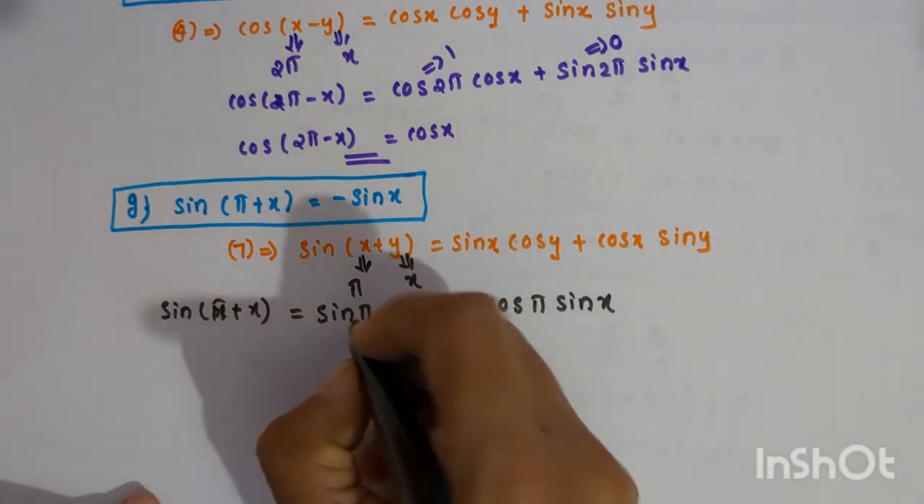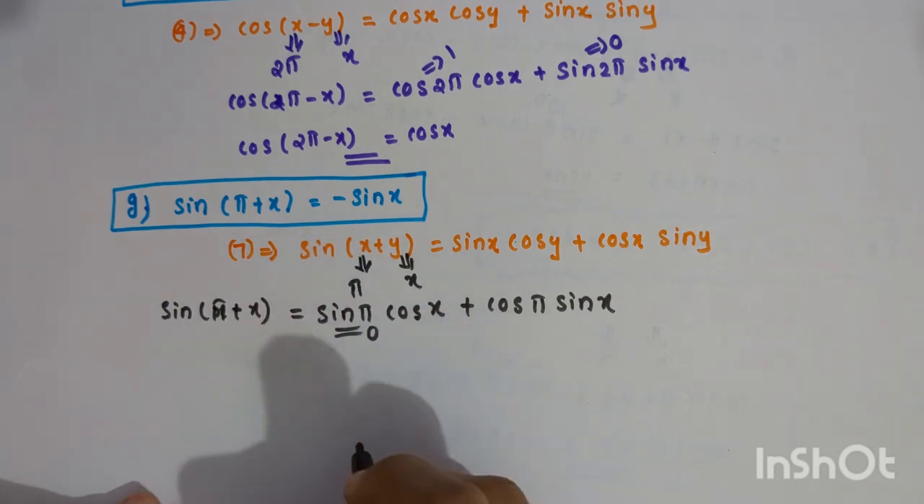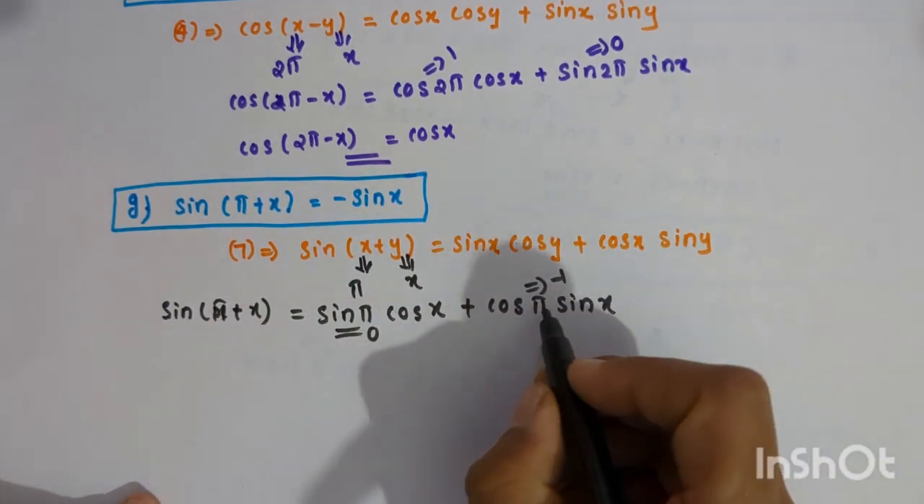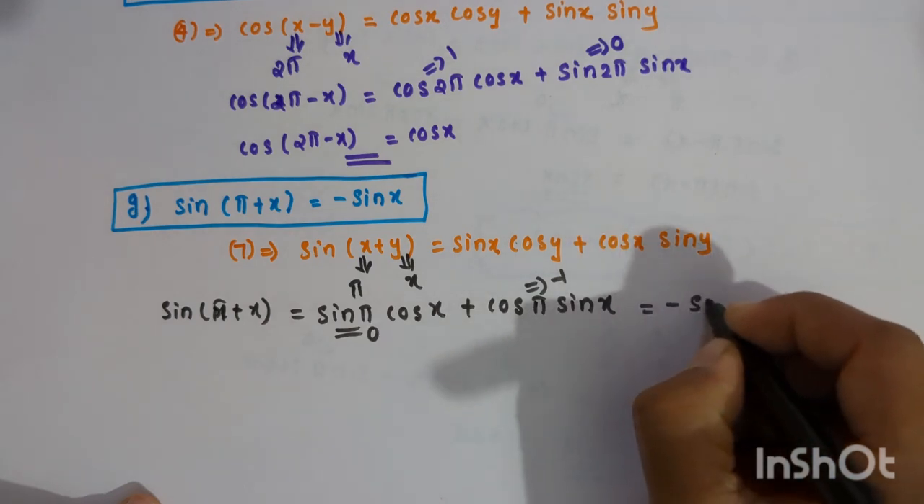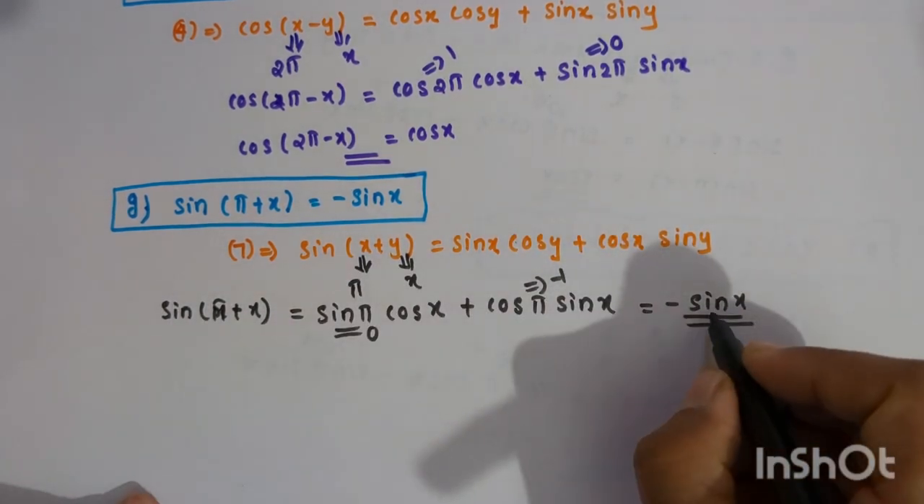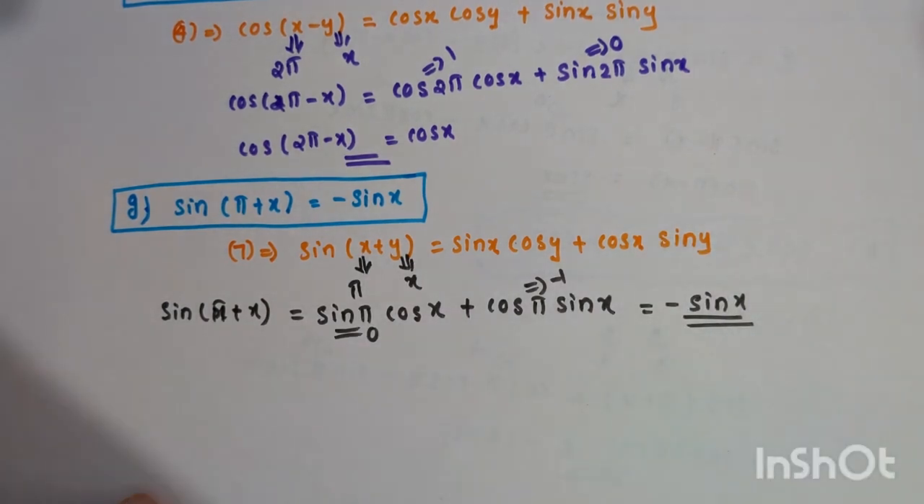Okay, now you see this sin pi, this is actually equal to 0. So 0 into cos x, 0. Cos pi, which is equal to minus 1. So minus 1 into sin x is minus sin x. So you see sin of pi plus x is equal to minus sin x.